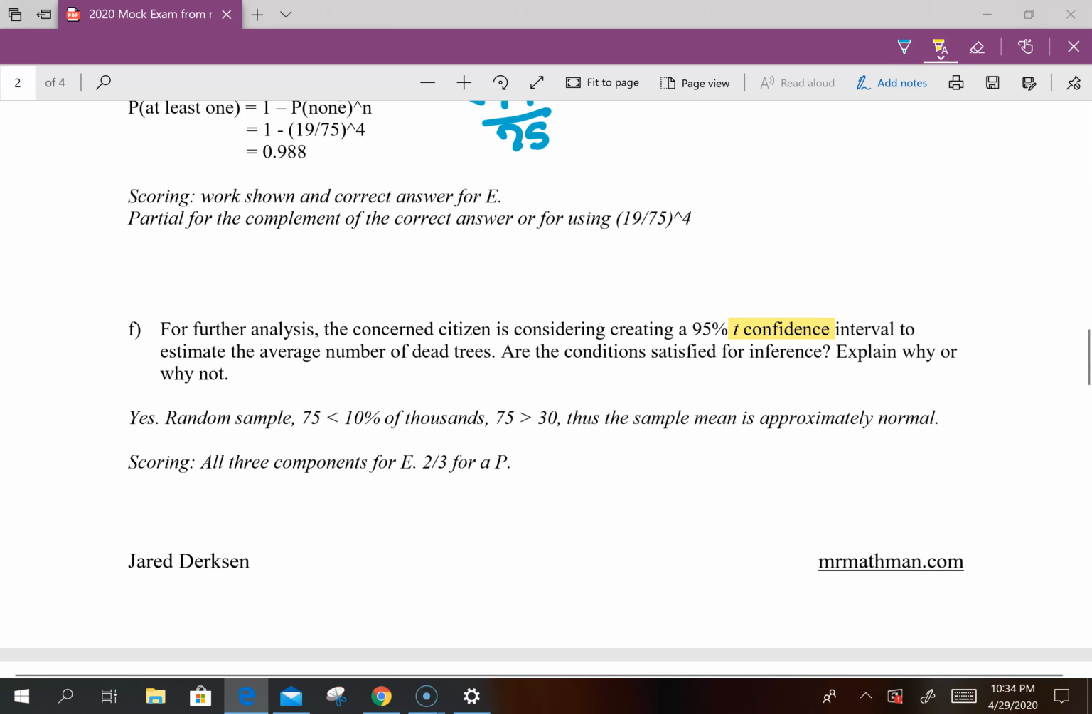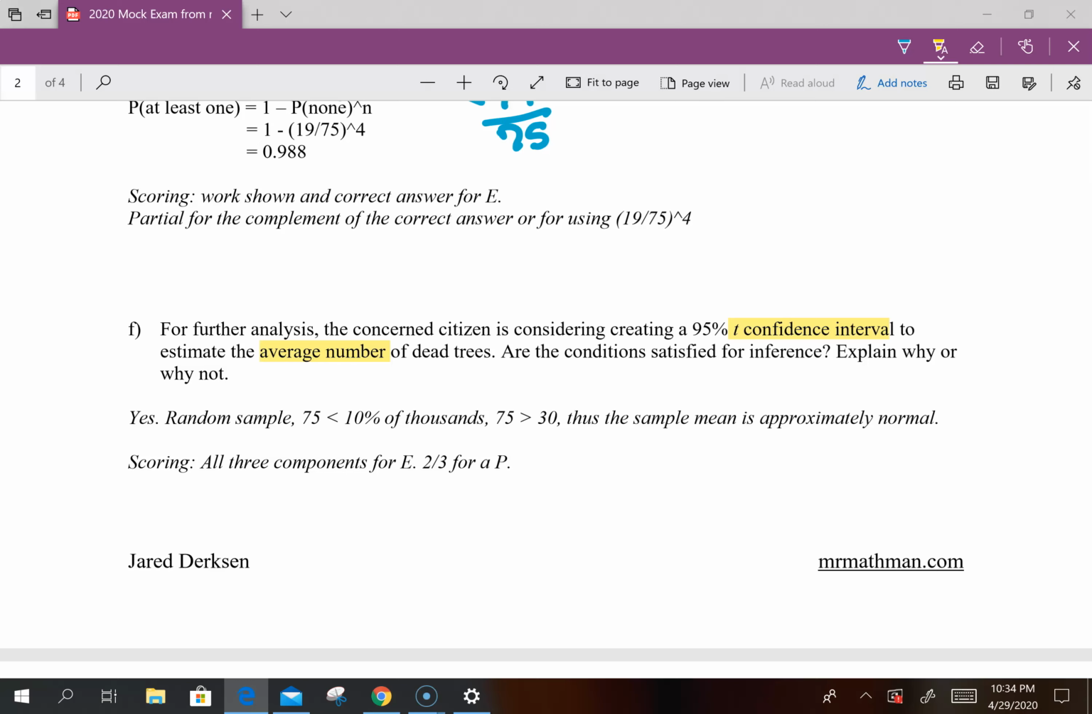They tell you T confidence interval, and then they say average number. So they are referencing a mean confidence interval, a mean significance test, which is slightly different conditions than a proportion. So first, we want to make sure that it's random, and it was. They said he chose 75 random blocks with a random sample. We want to check our 10%, and 75 is less than 10% of several thousand, which is what they said.